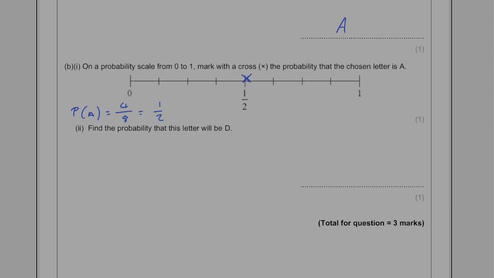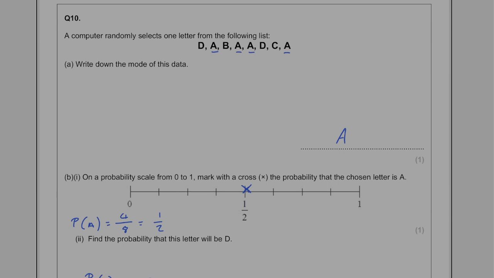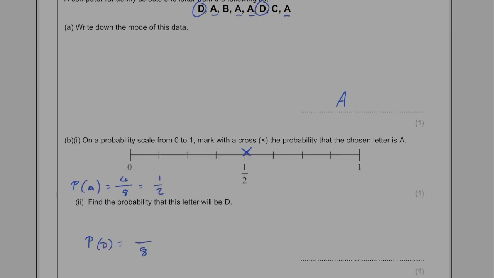Find the probability that the letter is a D. So the probability of a D is going to be equal to the number of D's out of 8. So let's have a look. We have got 2 D's. So it would be 2 out of 8, which is equivalent to 1 out of 4, although it doesn't say in simplest form. So I'm simplifying it though. 1 out of 4.